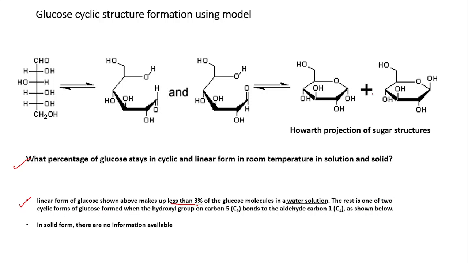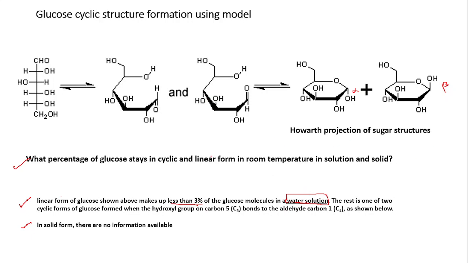When is it one? It is one of these, this one being alpha, this one being beta. So this is one of the 2 models that are there. Okay. For the solid form, there is no information available. So this is what we talk about, the solution form in water. So the linear form is really very rare, like 3% only. Mostly it is the cyclic form.